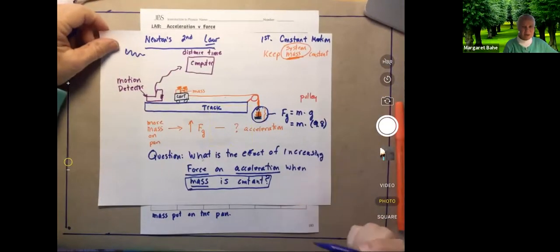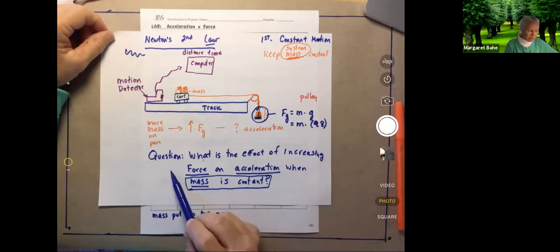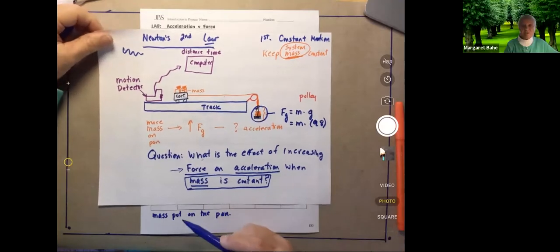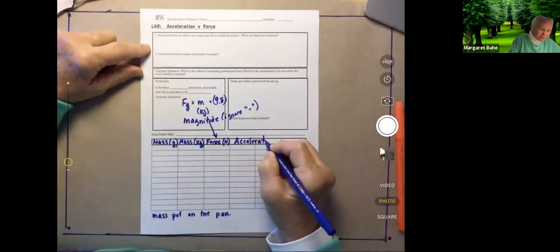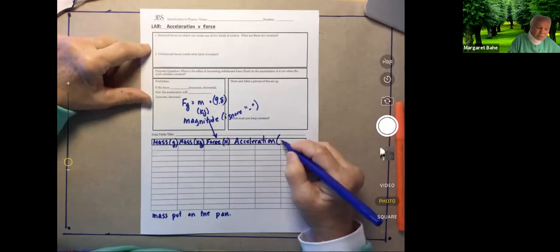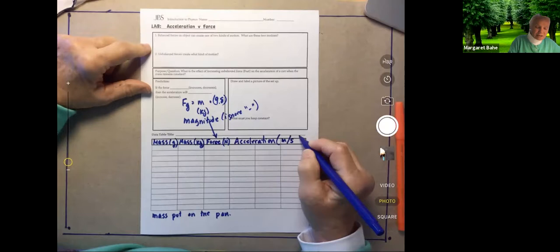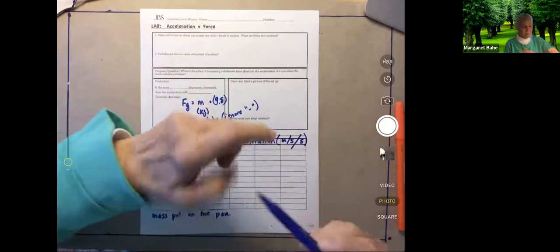And then finally, what's our dependent variable? What are we trying to measure ultimately in this experiment? We're changing force. What question are we asking? Acceleration. What is the effect of increasing force on acceleration? So acceleration, which is going to be measured, as Carolina told us, in meters per second squared, is going to go in this column right here. All right.